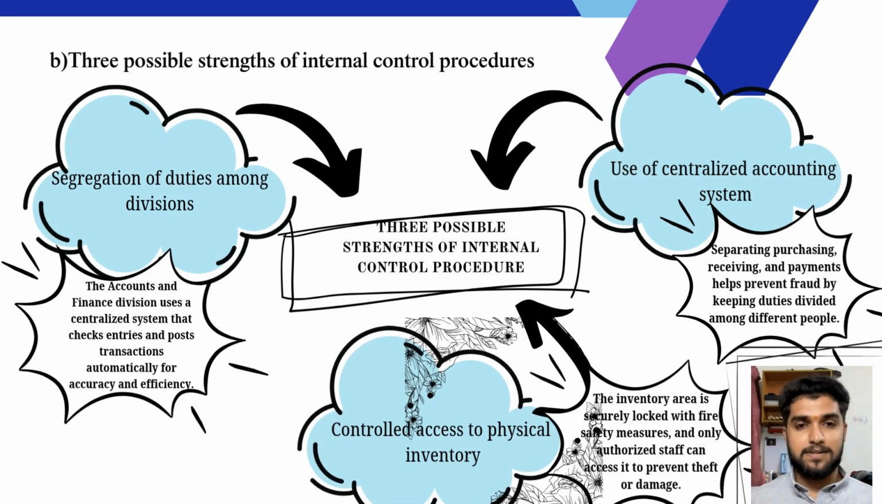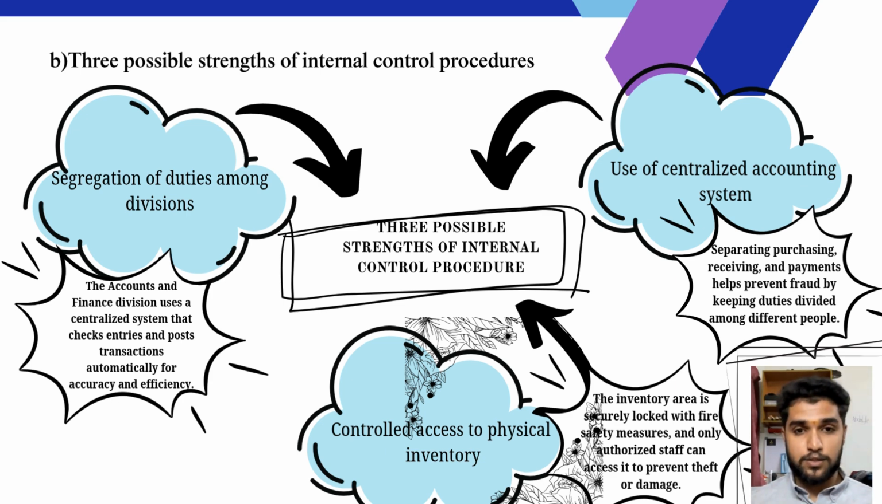The three possible strengths of internal control are, first, segregation of duties among divisions. The justification for the strength is that the purchasing, receiving, and payment activities are handled by different clerks and divisions. They minimize the risk of fraud and collusion by preventing any single individual from having total control over the process.